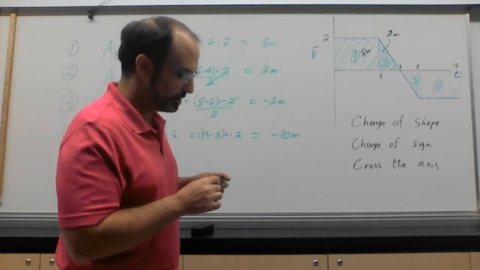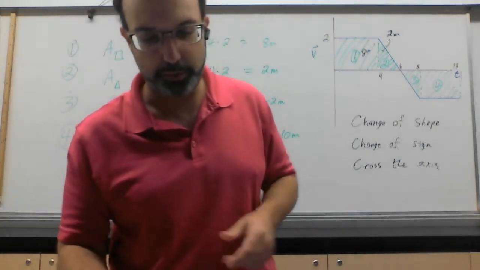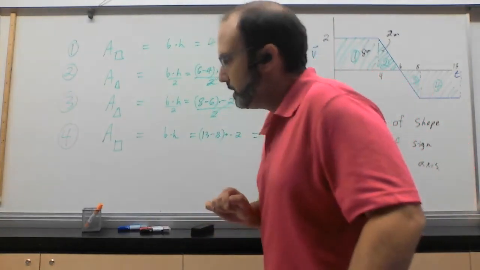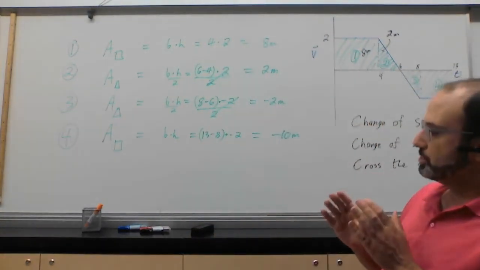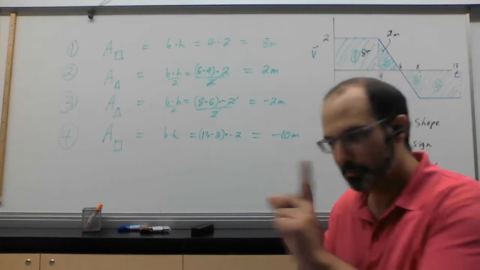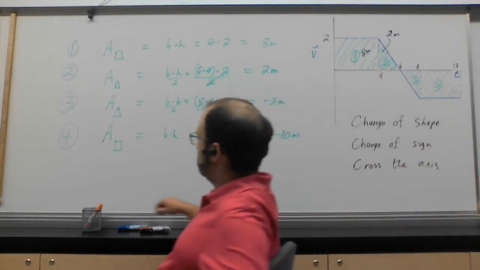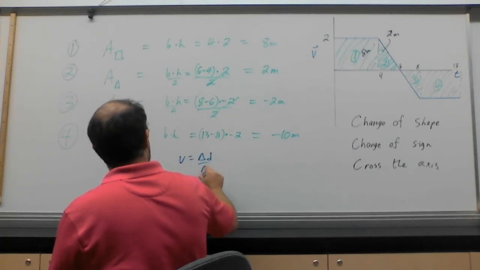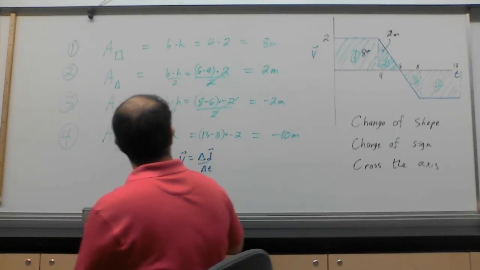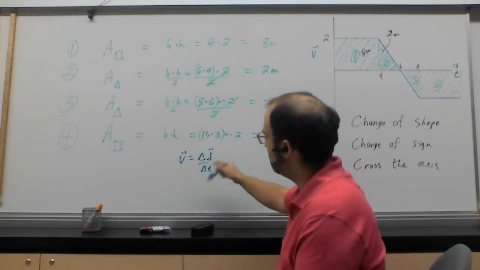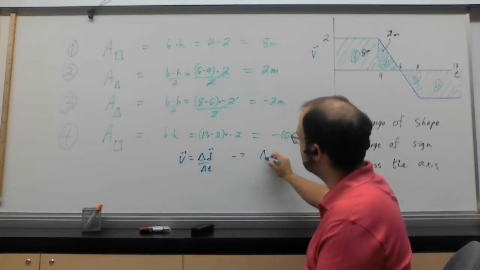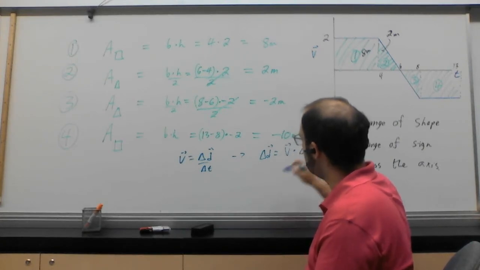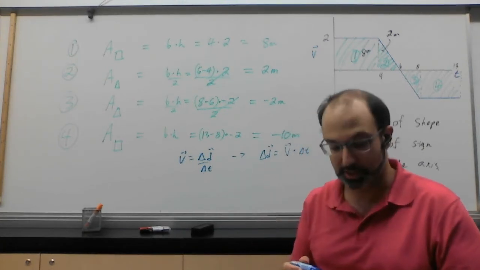This is the part where the math here is pretty straightforward, but there's something else we've got to take into consideration. Because all of these calculations found delta D. Remember, the formula that we used was this one: V equals delta D divided by delta T. So if I rearrange it like I did, I get delta D equals V times delta T. Now, there's nothing wrong with that. That just tells us the displacement.